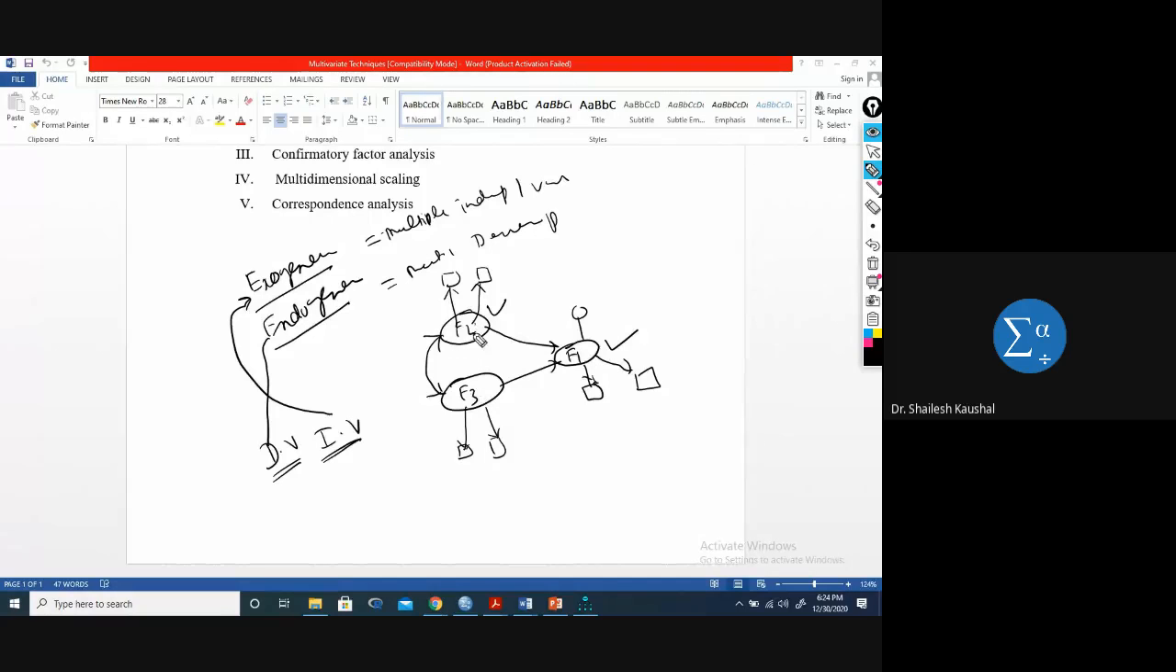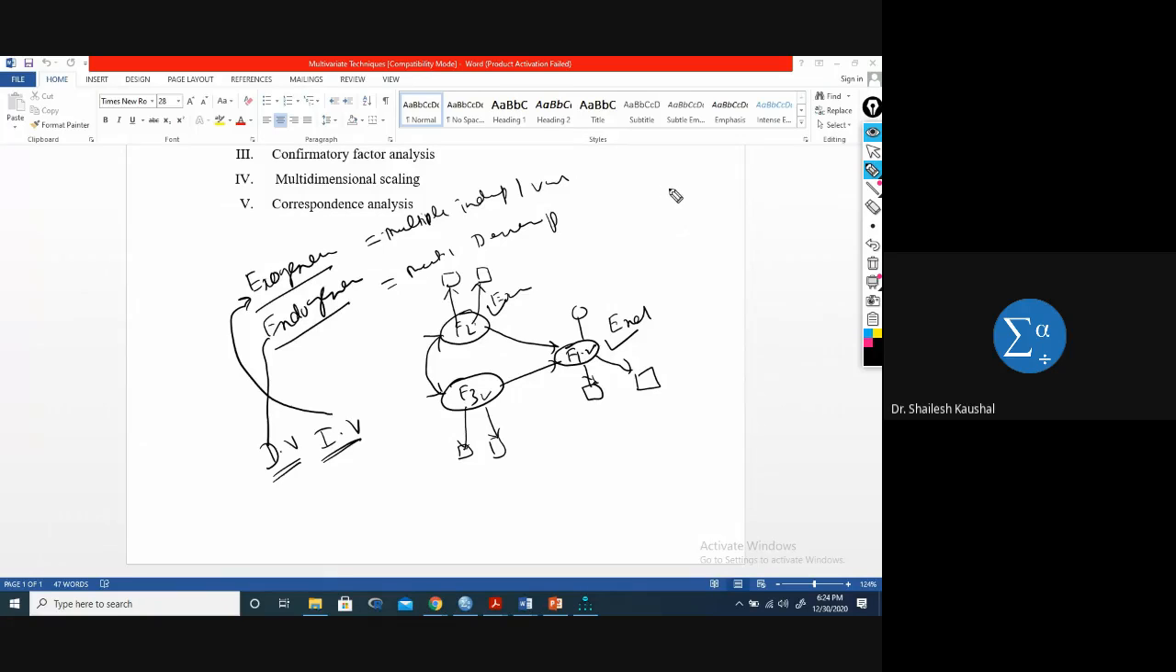So f2 and f3 are exogenous, meaning independent variables. They are influencing the variable f1. So this is our endogenous variable, and these two are exogenous. Exogenous means independent variable. So here it is a relationship like in a regression analysis.